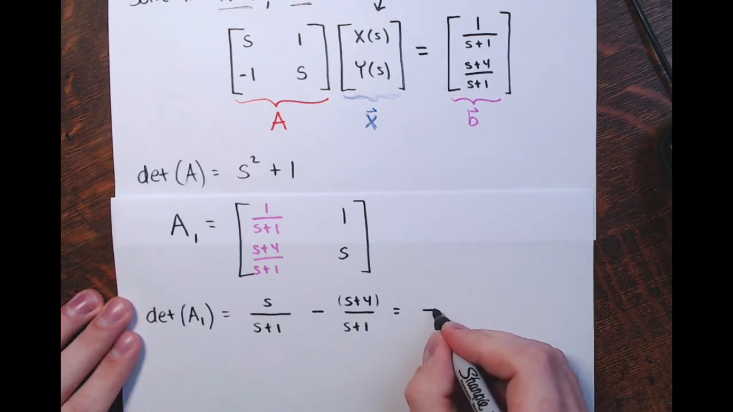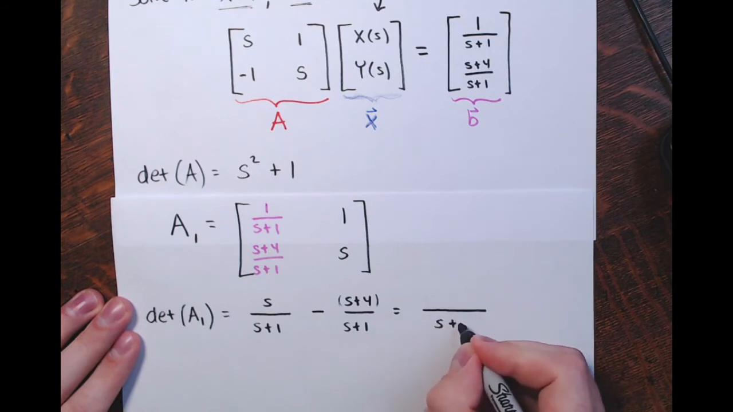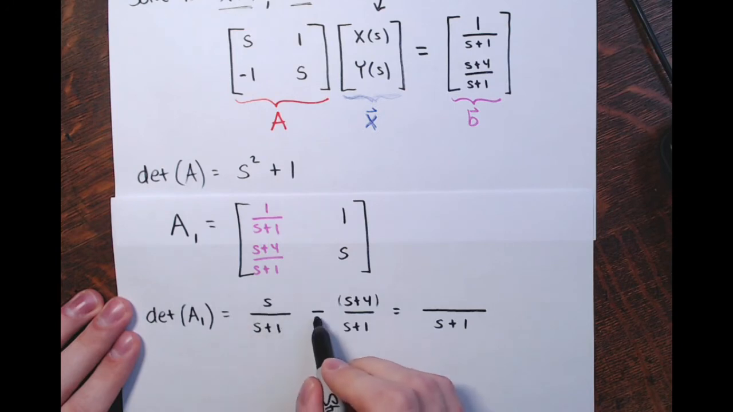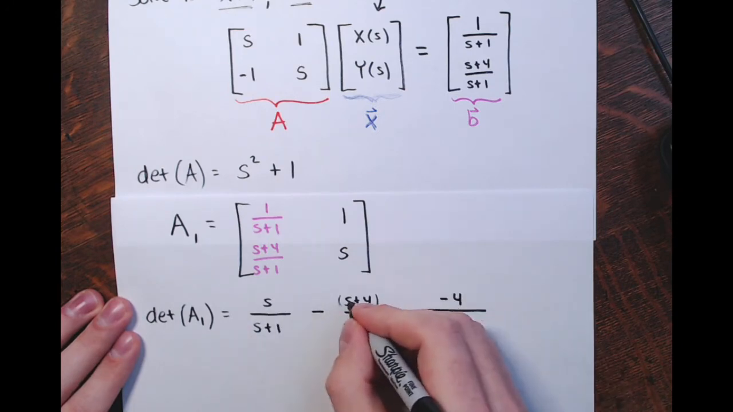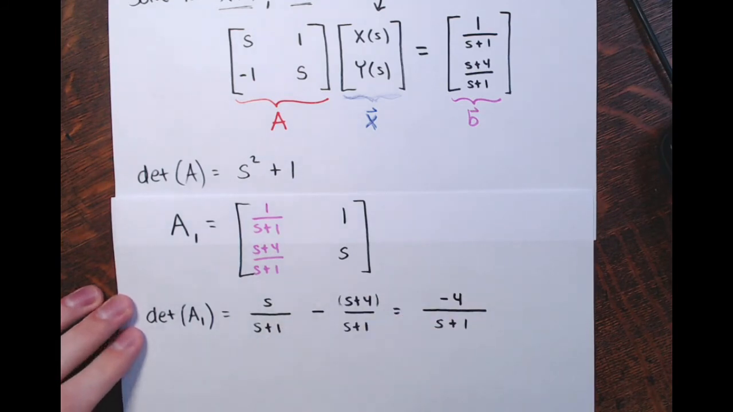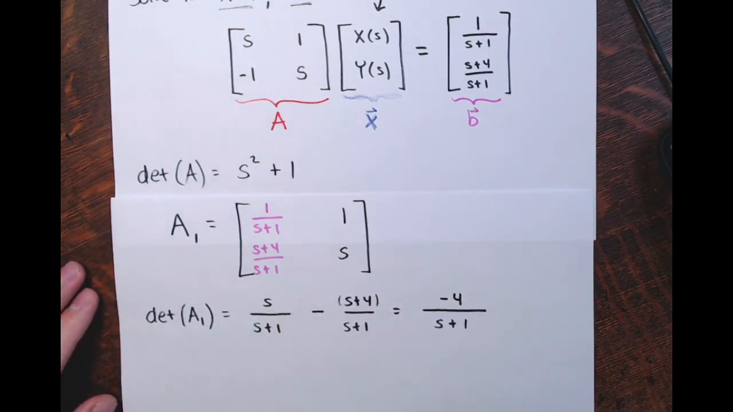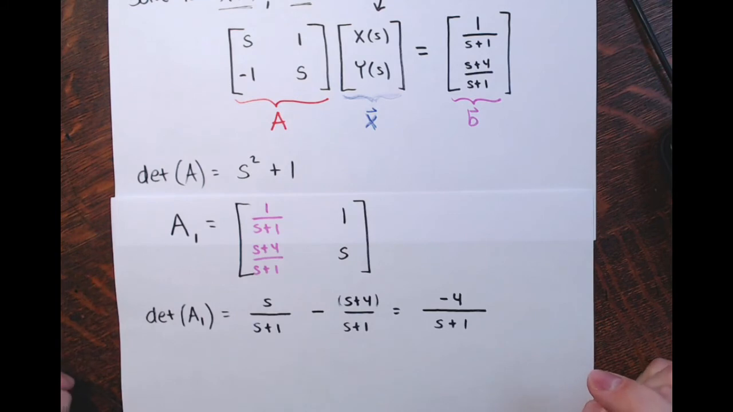Now they both have a denominator of s plus 1, right? So that'll be the denominator of the resulting difference. And then s minus the quantity s plus 4 will be negative 4. Or I would distribute the minus, and s minus s is gone. Right, so there's the determinant of A1.